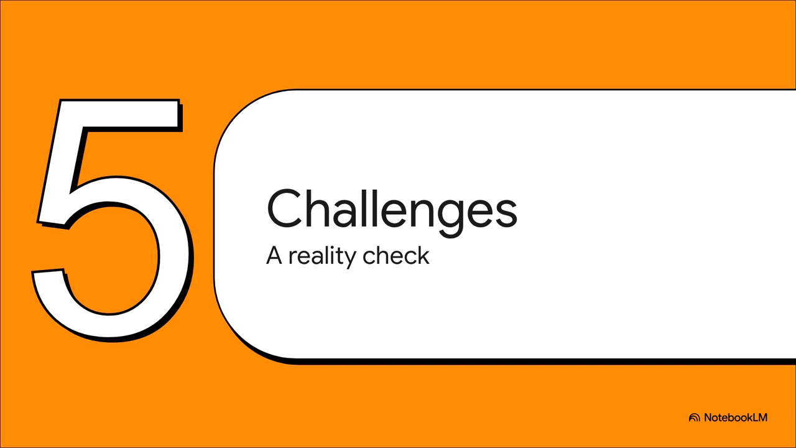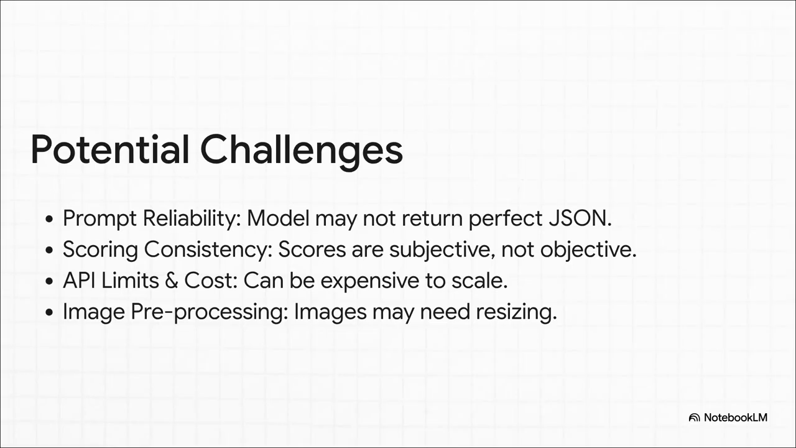All right, before you run off and try to build this for a huge production system, we need to have a quick reality check. Because like any new, powerful technology, there are definitely some challenges and things you need to think about. So first off, the AI won't always return perfect JSON. Sometimes it messes up. Your code needs some solid error handling for that.